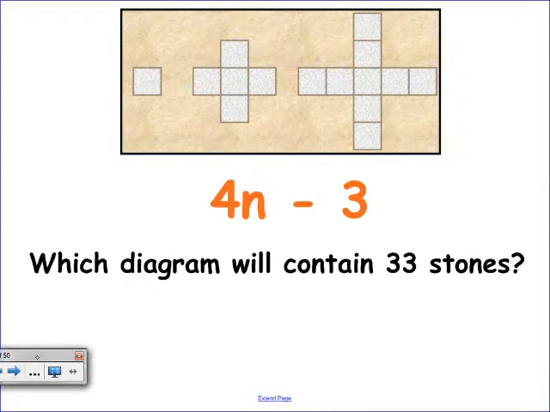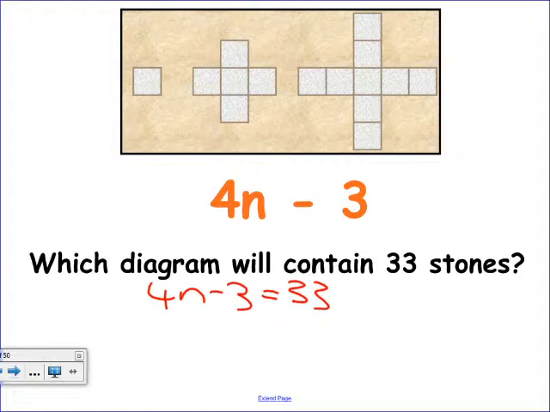I want you to tell me, for our sequence of stones, which diagram has 33 stones in it. So what do I need to do here? What am I asking you to do? I've got my nth term, which is an expression. If you get given a number of stones, you have to turn it into an equation. Good. So 4n minus 3 equals 33 stones. Ah, Brittany's done it already.